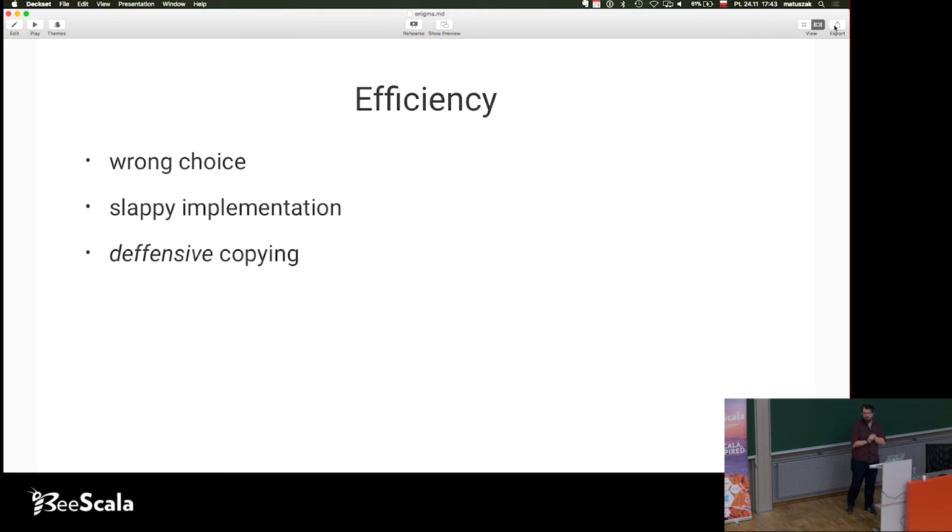What do I mean by efficiency? Wrong choices. We are choosing the wrong algorithm in wrong places. For example, appending to the end of the list or updating the elements inside the list. So this is a choice of a wrong algorithm. There are sloppy implementations. For example, you can implement reverse in a list in linear time, or you can implement reverse in squared time.